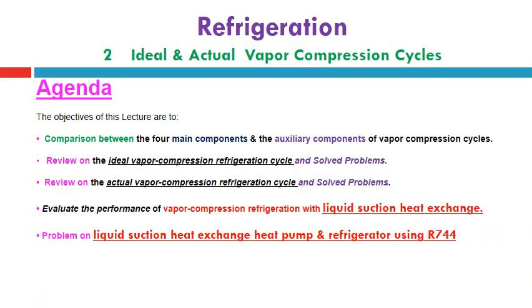EMM401. This lecture includes some objectives, which are comparing the main components and the auxiliary components of vapor compression cycles, and then we will review the ideal vapor compression refrigeration cycle, and we will show some solved problems. Then we will study the actual vapor compression refrigeration cycle and some solved problems.